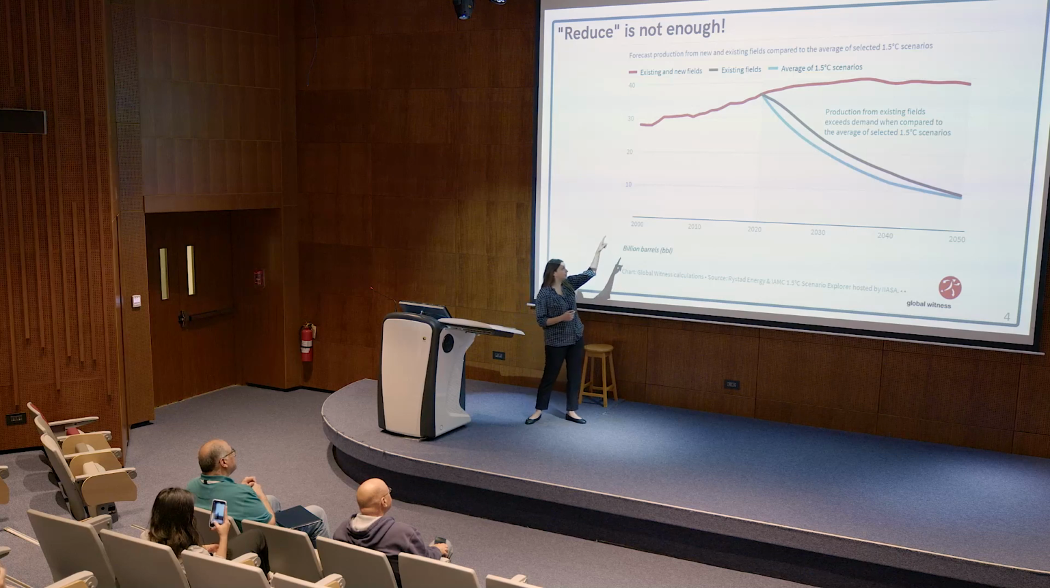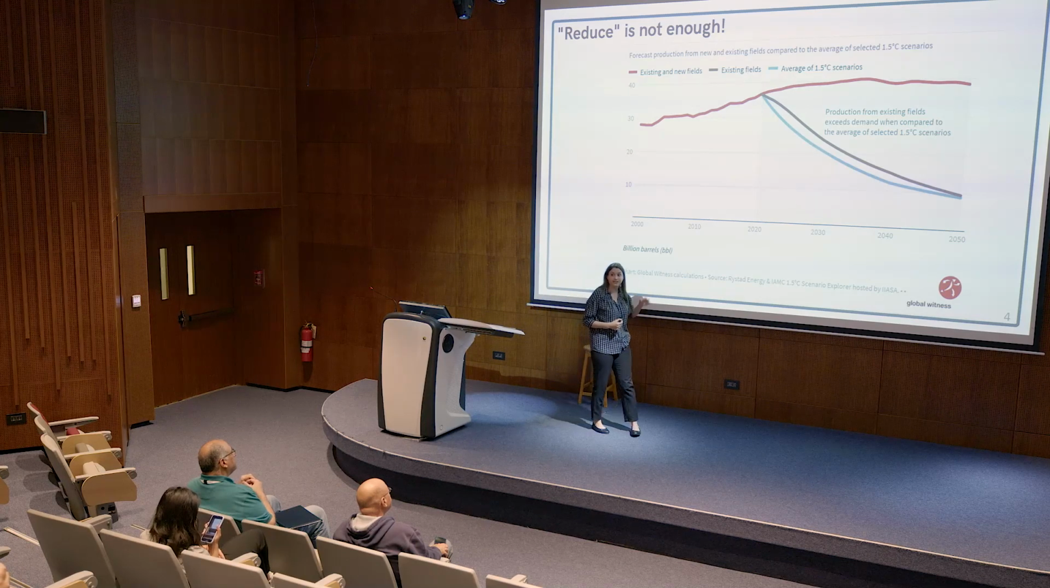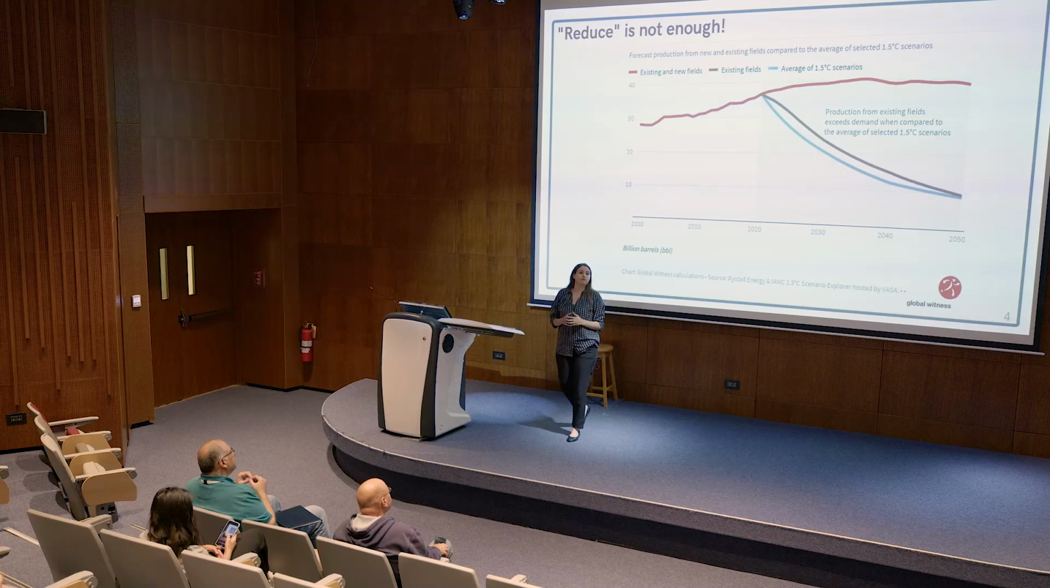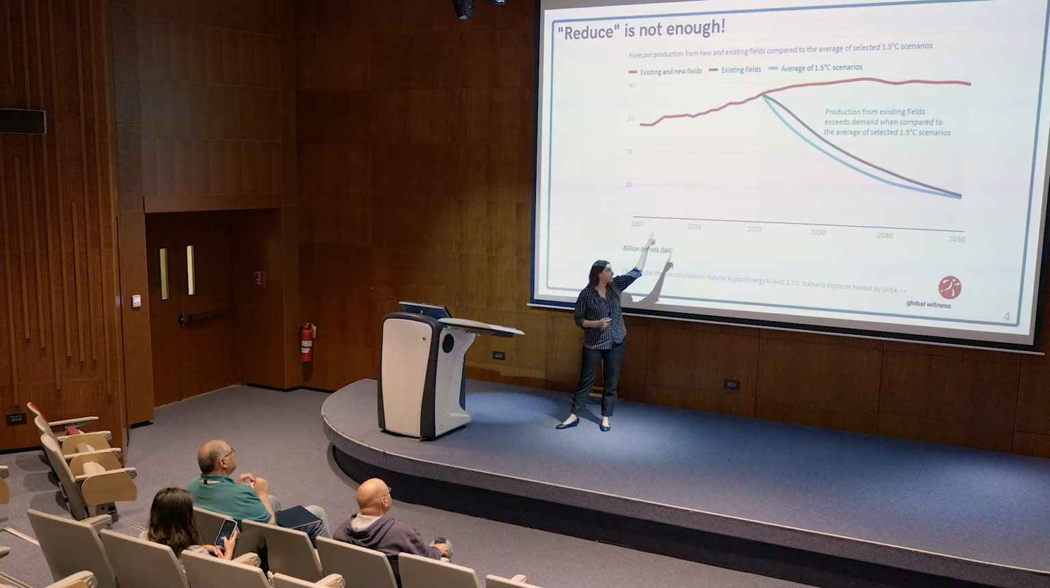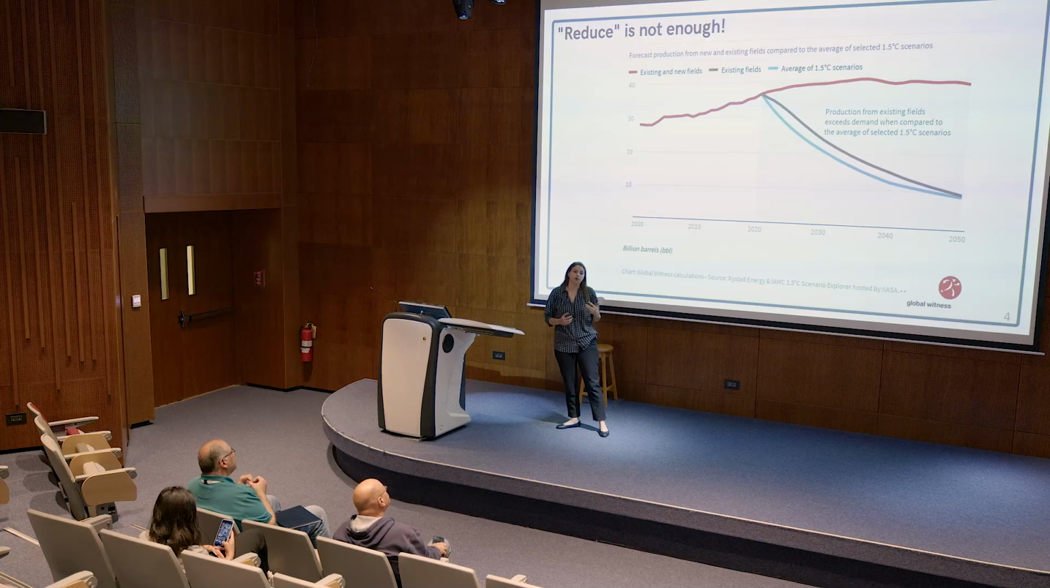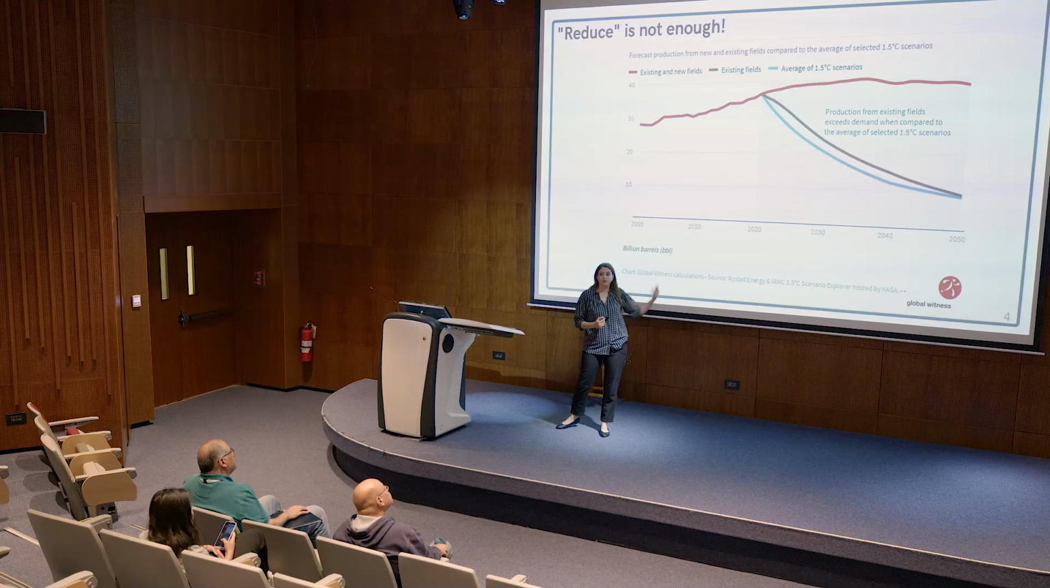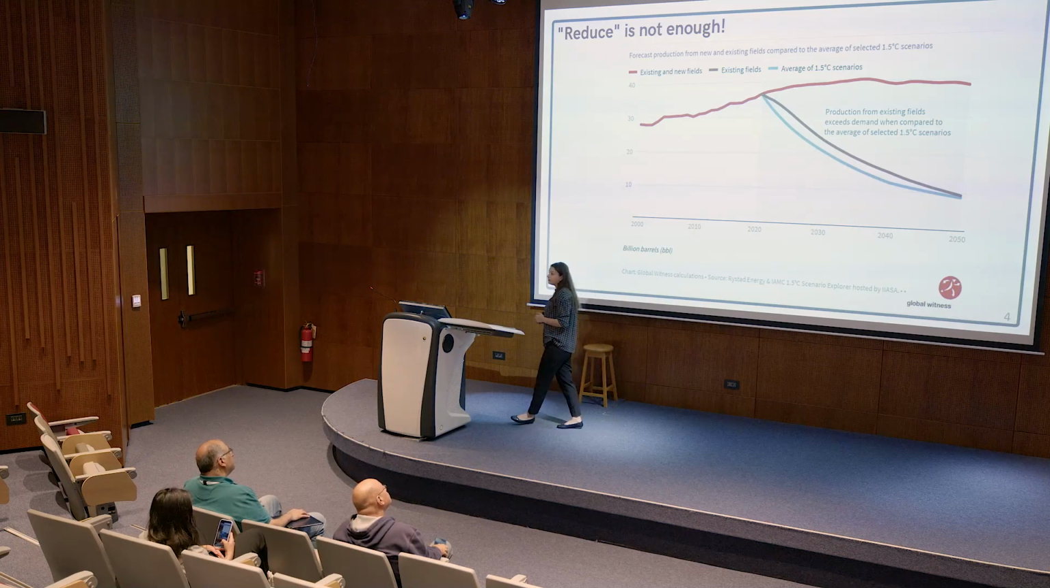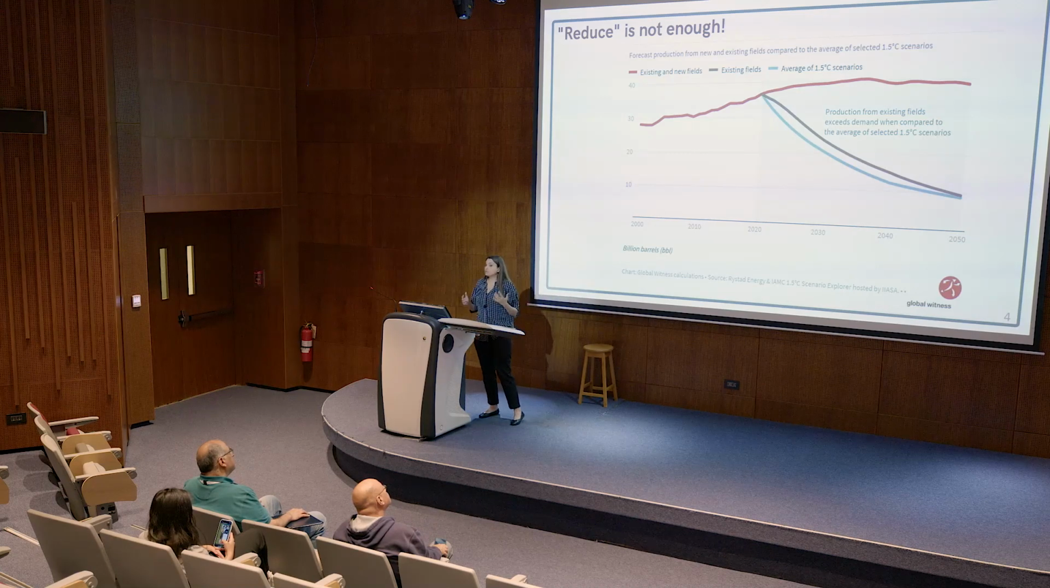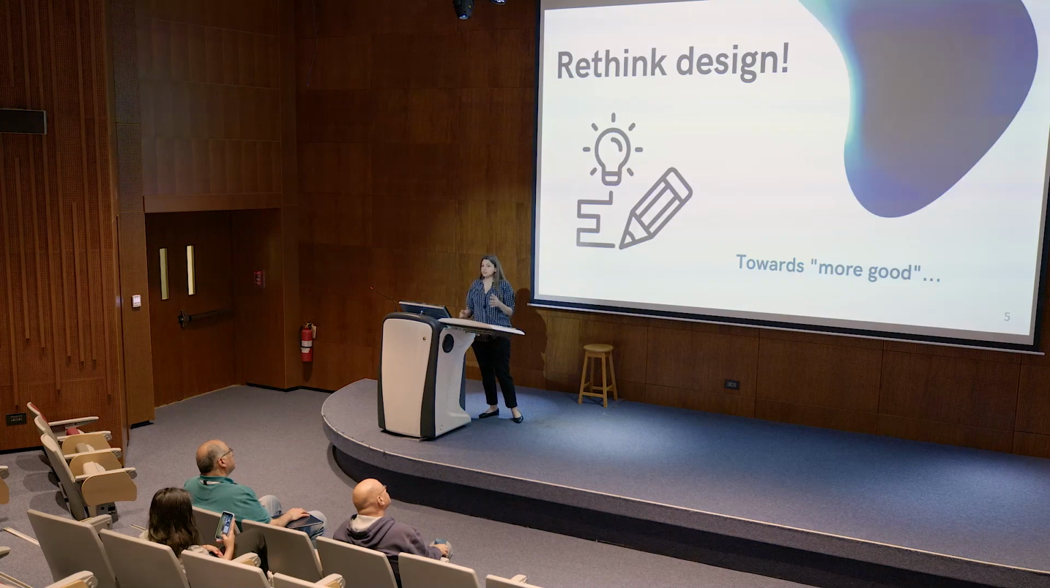And as you can see here, the blue curve shows the production strategy if we want to keep global warming below or at an average of 1.5 degrees Celsius. And we can see very clearly that even with the reduction, it's not a solution. We're still going to go beyond the 1.5 degrees Celsius of global warming. Then what can we do? So reduction is not the only way of doing things.